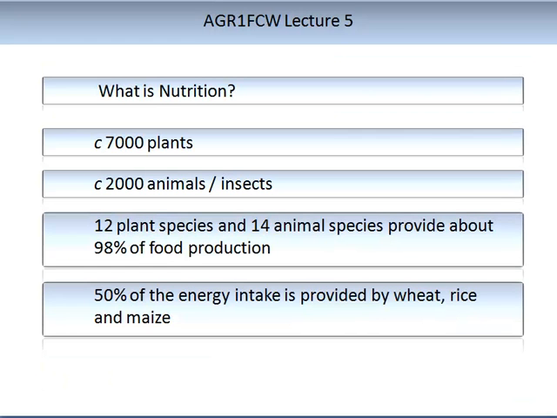So what does nutrition from an agricultural production driver standpoint mean? Well, in a modern day sense, we are capable of eating and consuming about 7,000 different plant species and approximately 2,000 animal and insect species. However, 98% of food production consists of just 12 plant species and 14 animal species. 50% of all the energy intake is provided by wheat, rice and maize.